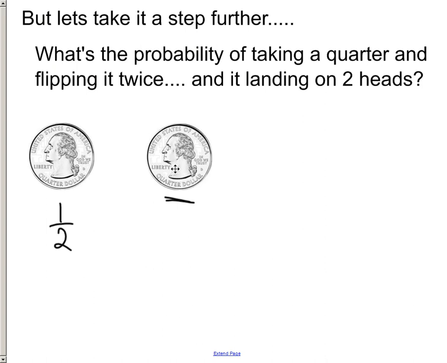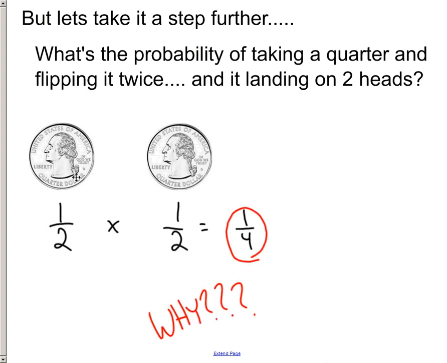It's independent of each other. And you'd say, well, it's still 1 out of 2 for the second one. But what are the odds that I can get 2 heads in a row? What you do is, after you figure out each individual probability, you just multiply them together. And 1/2 times 1/2 is 1/4. So you'd have a 1 out of 4 chance of flipping that quarter twice and getting 2 heads.